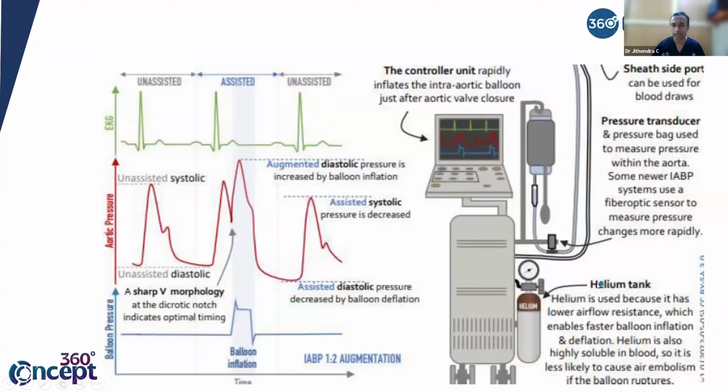In other parts, the helium tank. The commonly used gas is helium. What other gases can you use for IABP inflation? And they may ask you questions on why helium also.